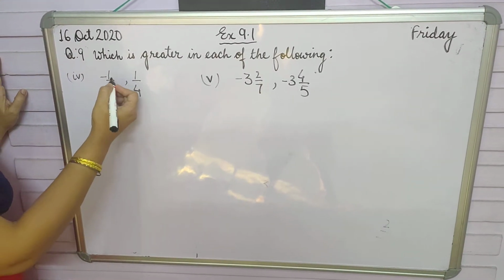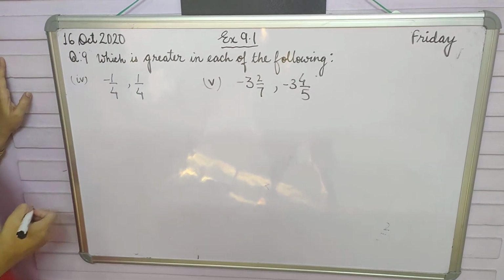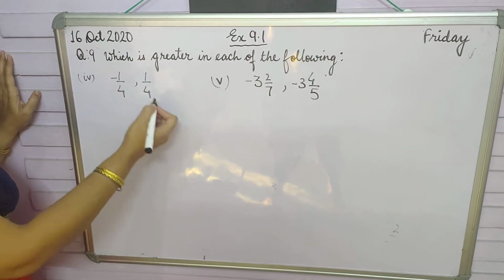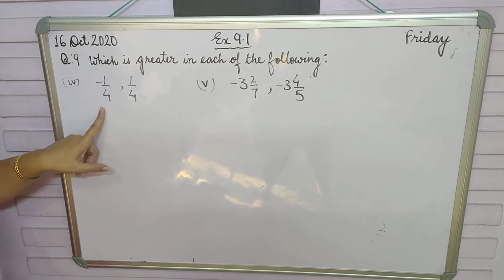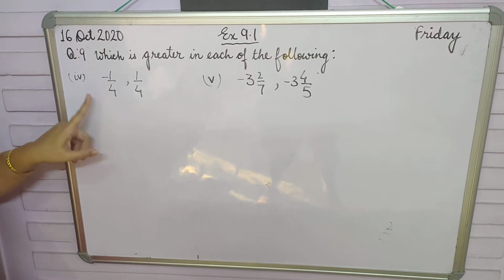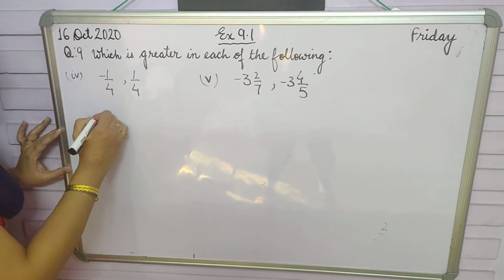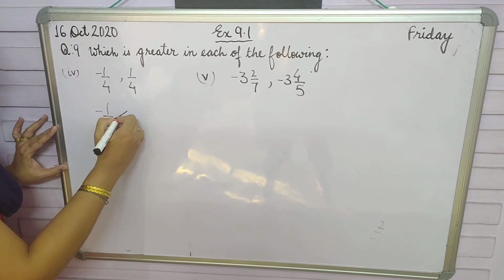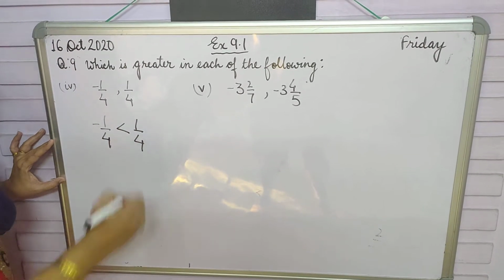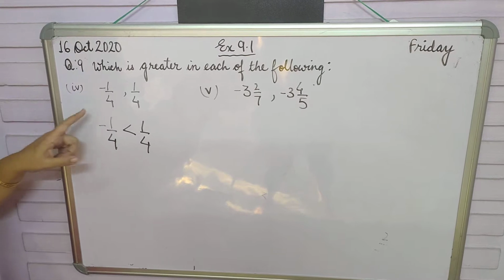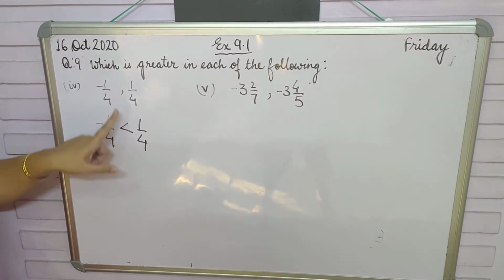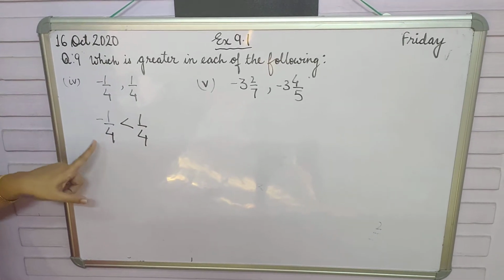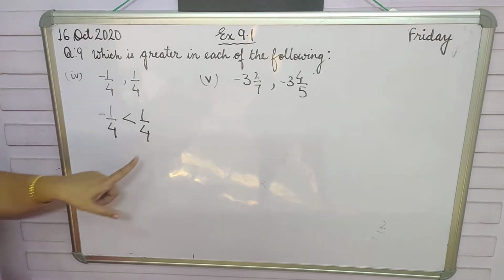Fourth part, minus 1 by 4 and 1 by 4. Now, as discussed earlier, a positive number is always greater than a negative number. So here we don't need to solve anything. Directly we can say that minus 1 by 4 is less than 1 by 4. If we have a positive number and negative number, no need to solve it. Directly we can say that positive number is greater than the negative number.